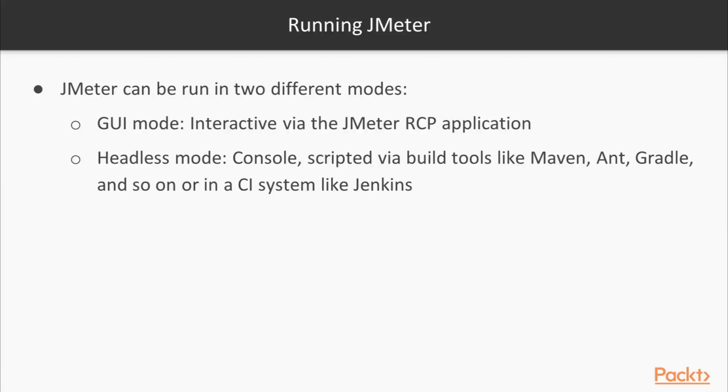There are two ways to run JMeter. First, the GUI mode in a Swing-based rich client application, and the other mode is in the console, also called headless mode, where the JMeter API and framework get scripted via build tools like Ant, Maven, Gradle, and others. Or it can also that way be integrated in a continuous integration system, for example, Jenkins.